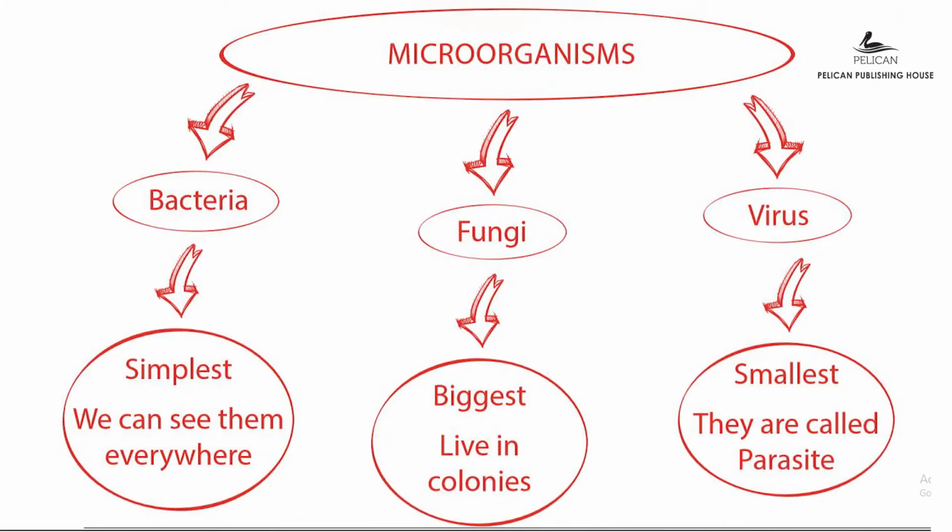Here's the mind map. Bacteria, fungi and virus are microorganisms. Bacteria are the simplest. We can see them everywhere. Fungi are the biggest microorganisms and they live in colonies. The smallest microorganisms are viruses. They are called parasites.